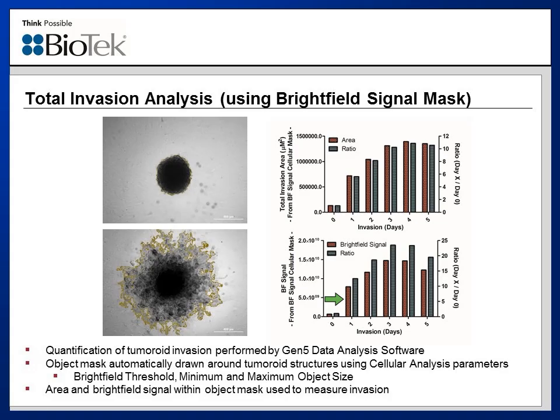This type of analysis is useful if the cells you're using do not express any fluorescent proteins, or if there's a desire to not include any type of fluorescent probe, such as a long-term tracker dye. And in this way, this then is a truly label-free type of analysis.